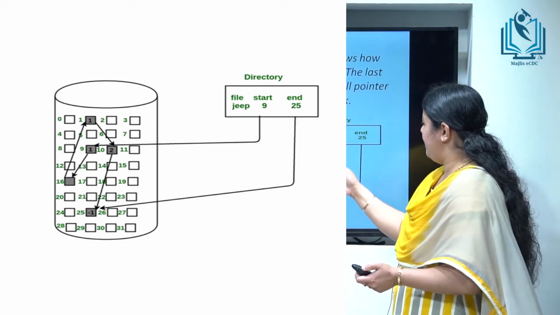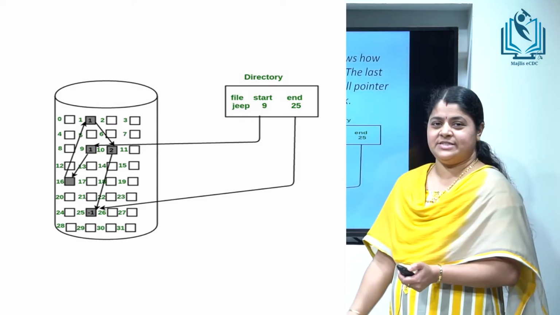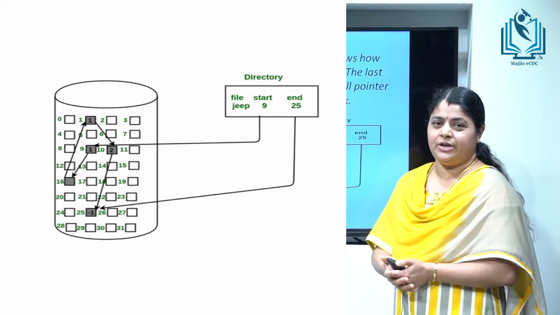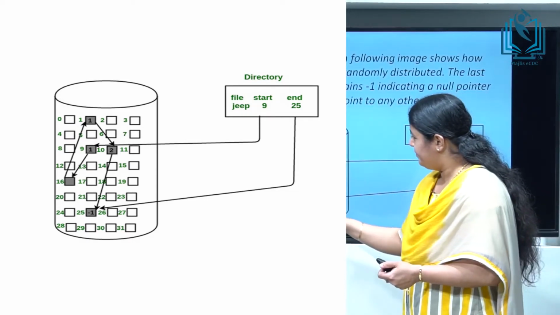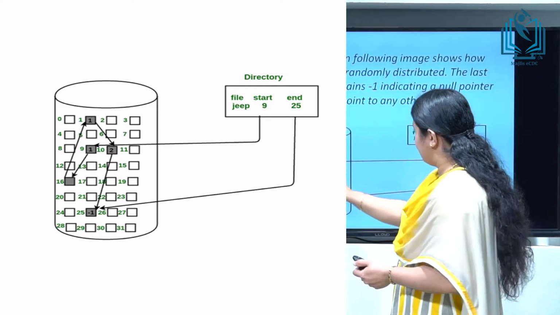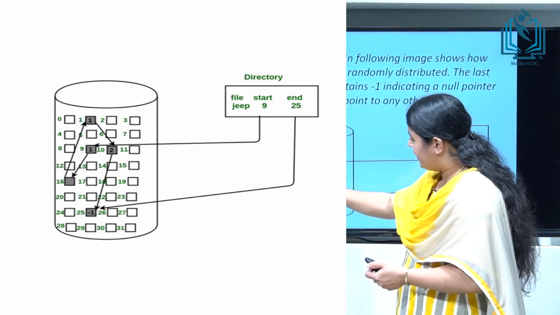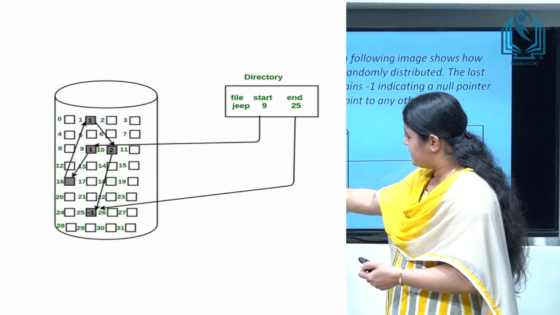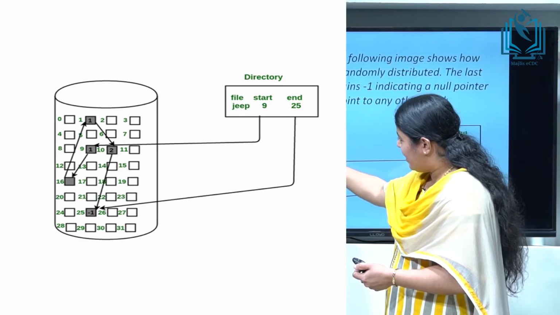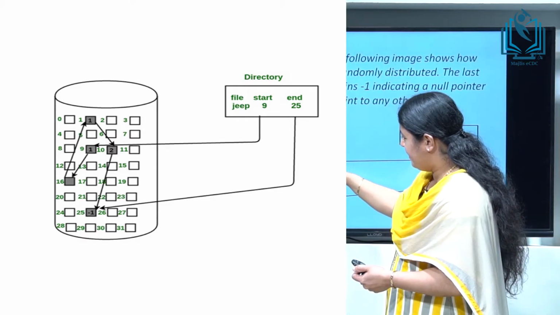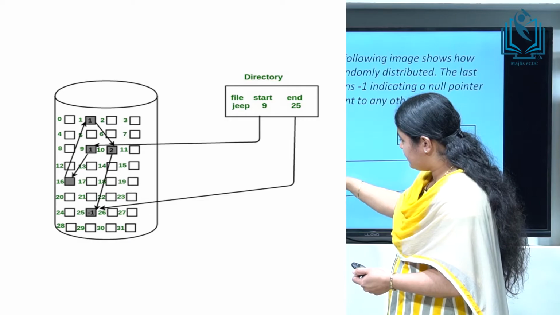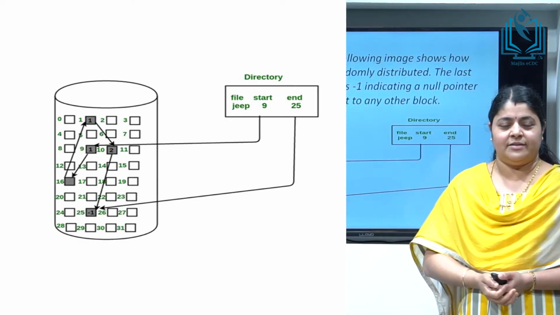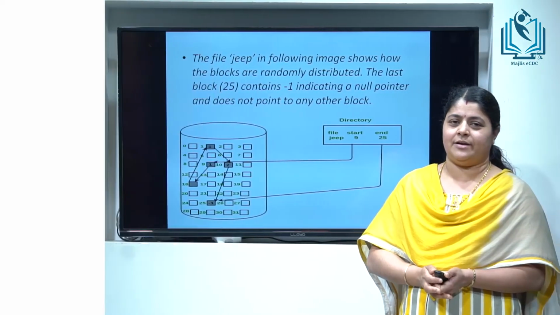In this example, the directory contains the file name zip, the starting block is 9 and the ending block is 25. In the disk allocation, the starting block 9 contains the pointer value to the next block, that is 16. 16 contains the next block, that is 1. 1 contains the next block, that is 10. 10 contains the next block, that is 25. 25 contains the pointer value -1, that indicates the end of the file.